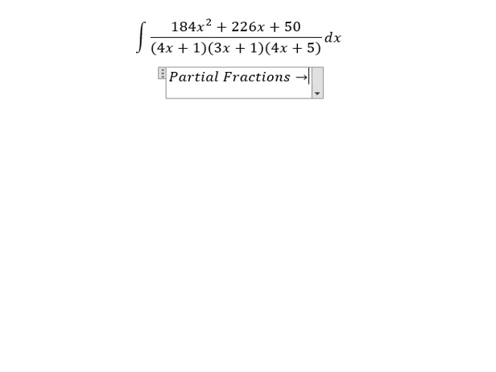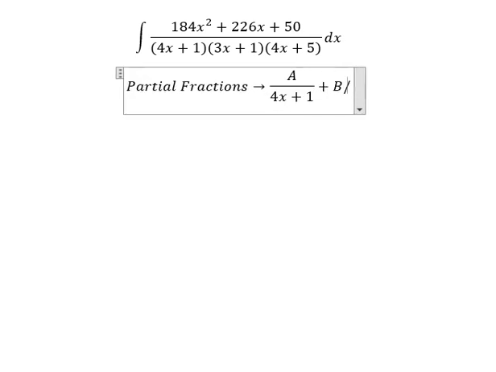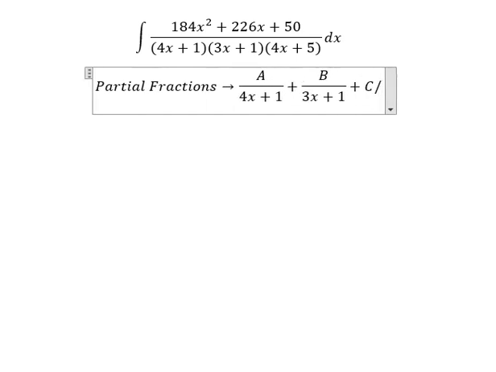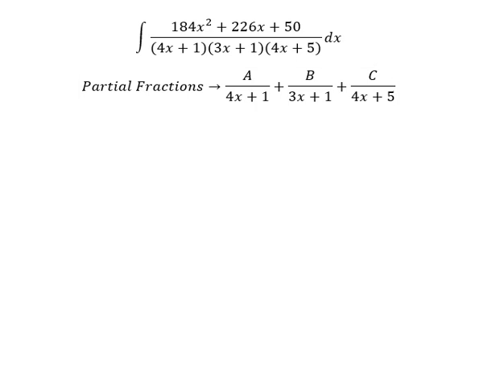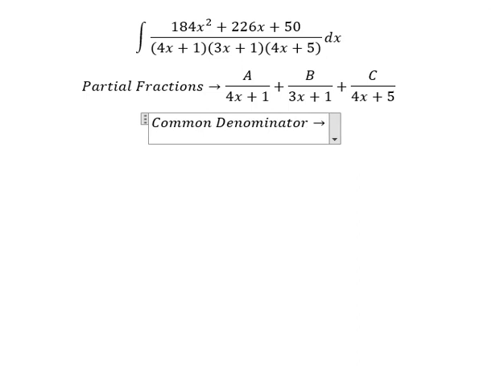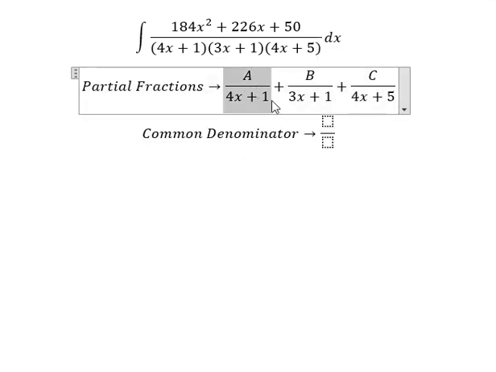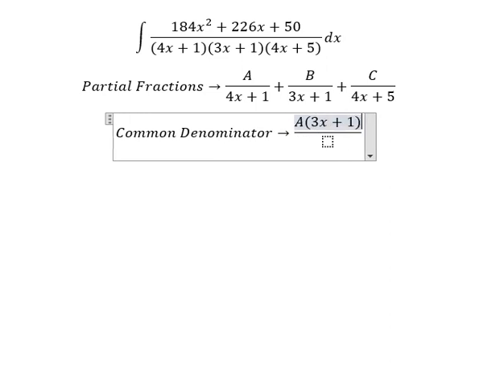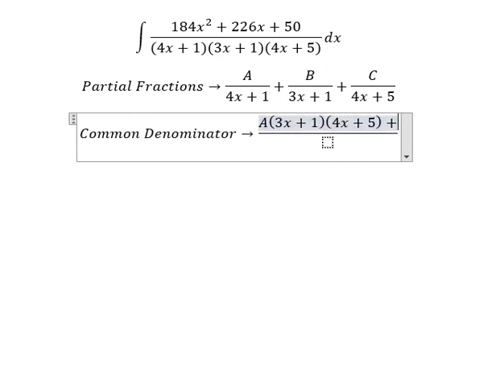So I will put A over 4x plus 1, B over 3x plus 1, C over 4x plus 5. Now we can do common denominator. So for this one, it is missing 3x plus 1 and 4x plus 5. So capital A multiplied by 3x plus 1, 4x plus 5.